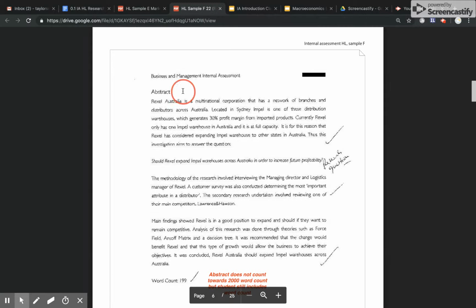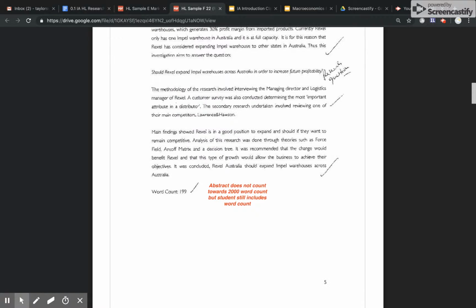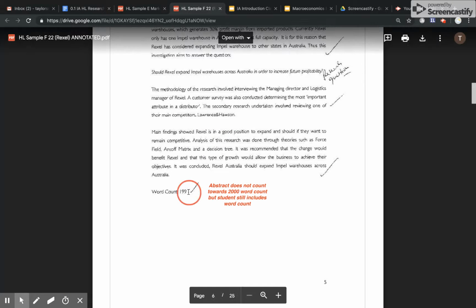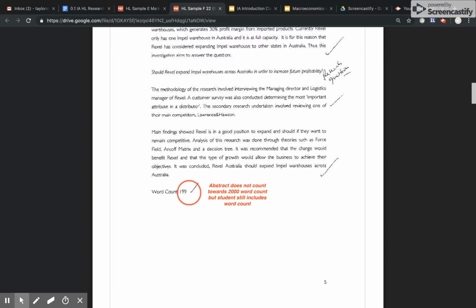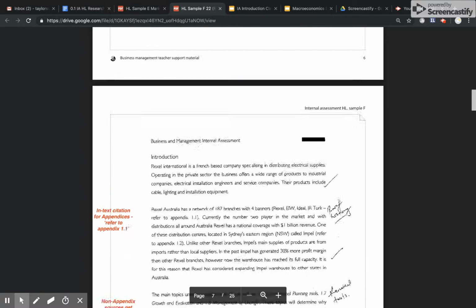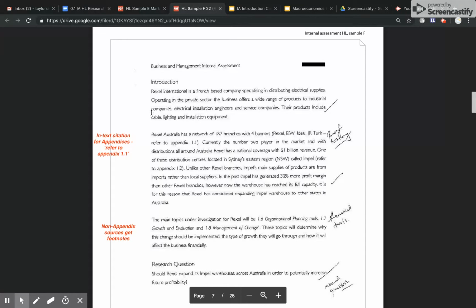So the abstract, again, this is the executive summary, the summary of what their IA is about. Word count you don't need to include technically, but it's good practice to include. Introduction. Personally, I like the formatting of this IA more than the other example. You'll notice that it gives some information on Rexel and what they are, how they play in the space that they're in. You'll notice the use of in-text citations to refer to appendices where there's additional information.